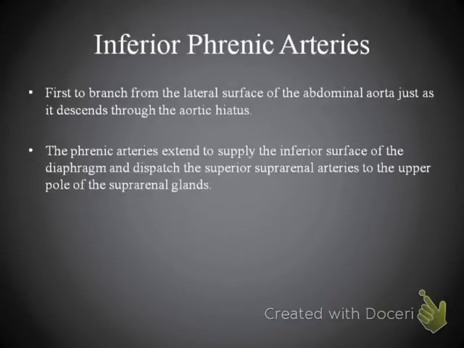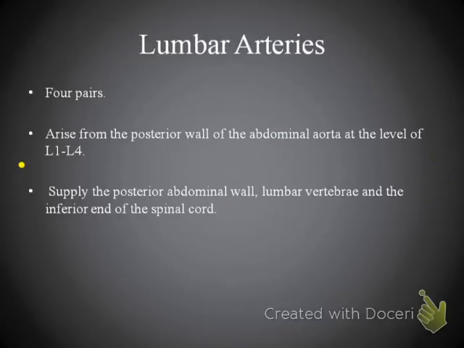The inferior phrenic arteries are the first to branch from the lateral surface of the abdominal aorta, just as it descends through the aortic hiatus. The phrenic arteries extend to supply the inferior surface of the diaphragm and dispatch the superior suprarenal arteries to the upper poles of the suprarenal glands. And so, just know that they form the suprarenal arteries that supply the suprarenal glands.